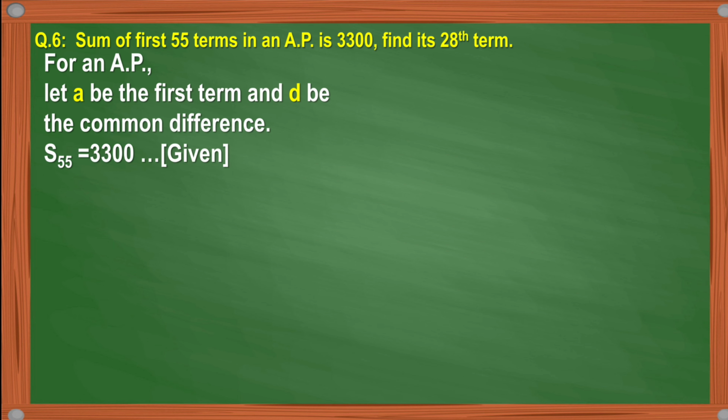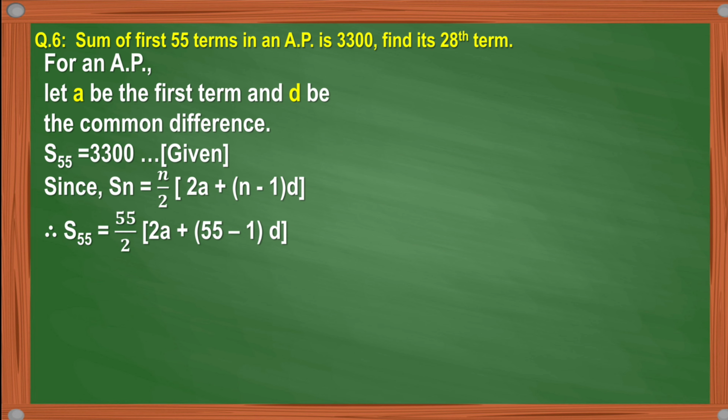S55 is equal to 3300, given. Since Sn is equal to n upon 2 in a bracket 2a plus n minus 1 d, S55 is equal to 55 upon 2 into 2a plus 55 minus 1 d. As the values of a and d we do not know, it will become 55 upon 2 into 2a plus 54d. And the value for S55 is 3300.